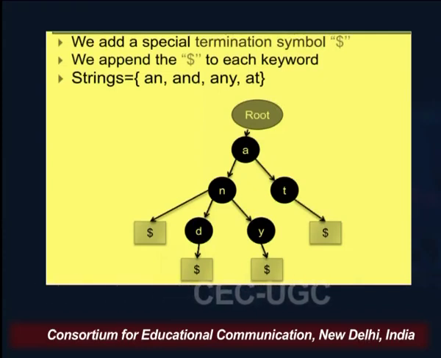and this special termination symbol is marking the end of a particular keyword or a string. So this is one kind of scenario which is possible, because when we talk about the application of tries, I have already told you that a trie is a suitable data structure for modeling dictionary scenarios. And in a dictionary, it is perfectly possible that one word is a complete prefix of another word.